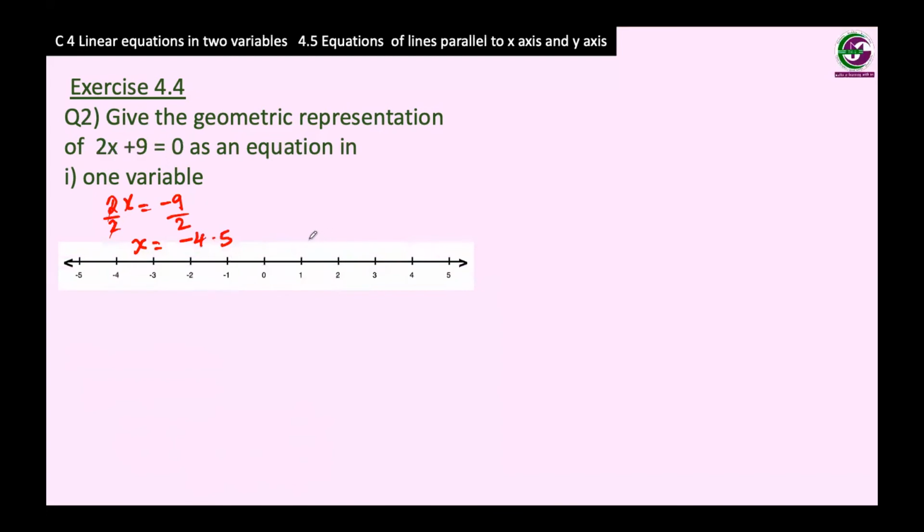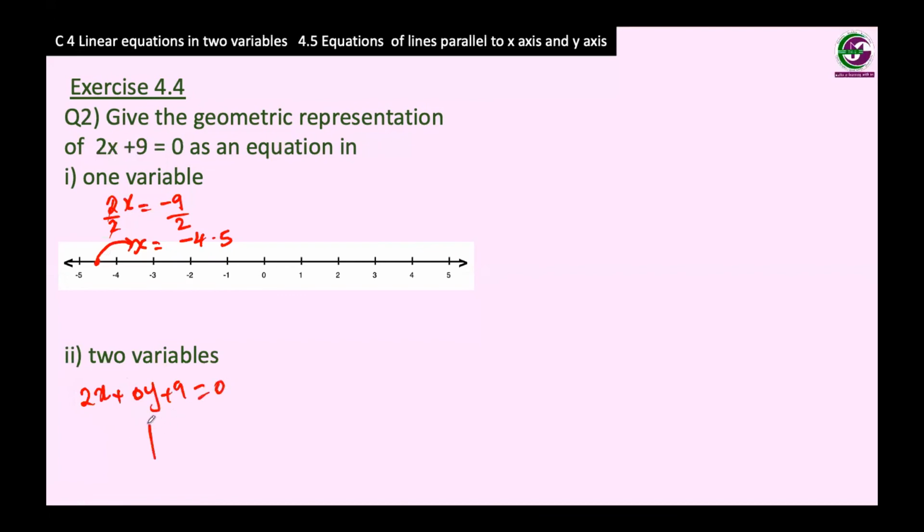So how do we represent it on a number line? Negative 4.5. Here it is. So this is the geometric representation of the equation x is equal to negative 4.5. Now, how can we rewrite this in the form of two variables? We don't have a y value, so we can insert 0y plus 9 equal to 0.